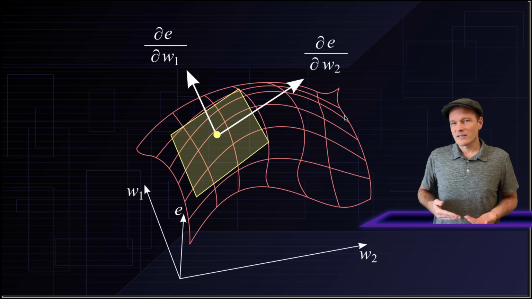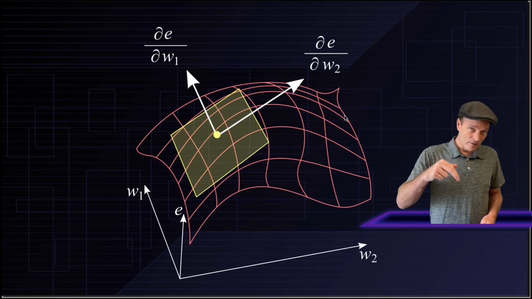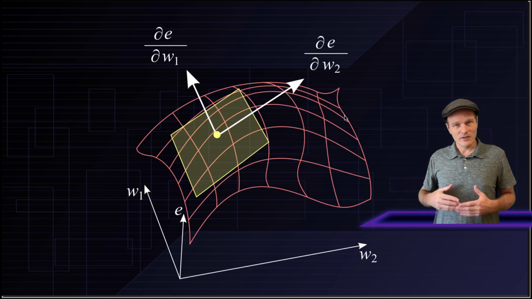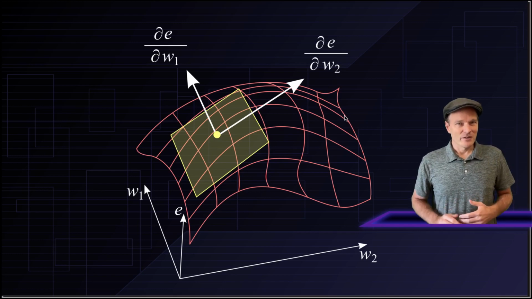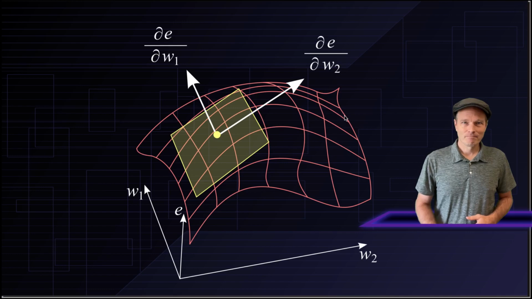Then we repeat this process in a loop. We essentially step down, down, down, downhill until the error is as small as we can make it. And once we do, then we can say our neural network has been trained.